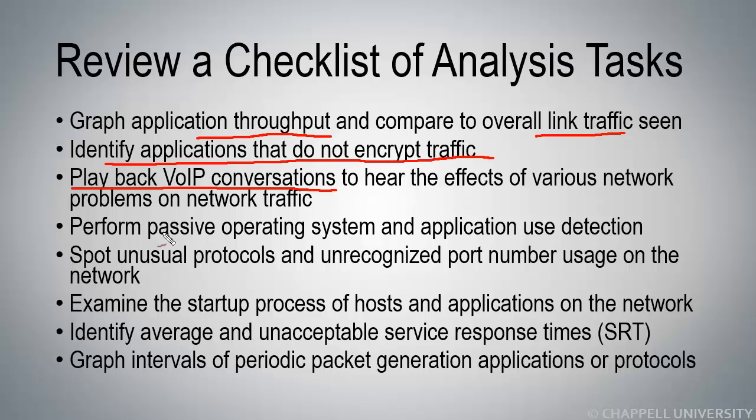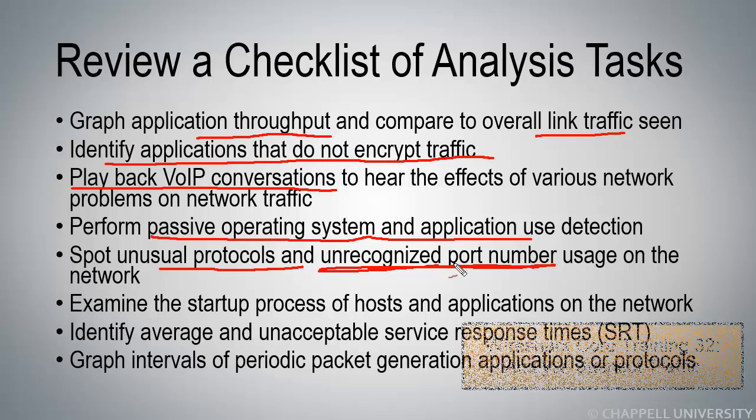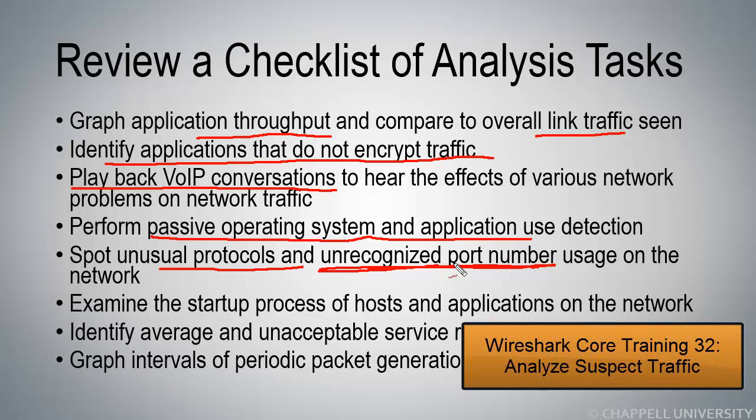We can also perform passive operating system and application analysis. We can detect different operating systems on the network and different applications. We can spot unusual protocols or unrecognized port numbers very quickly. And when I mean unrecognized port numbers, I mean these are port numbers that Wireshark does not recognize. We can see in the protocol hierarchy window that Wireshark says it's just data, because it doesn't understand the application in use. I recommend that you take a look at the Analyze Suspect Traffic course.